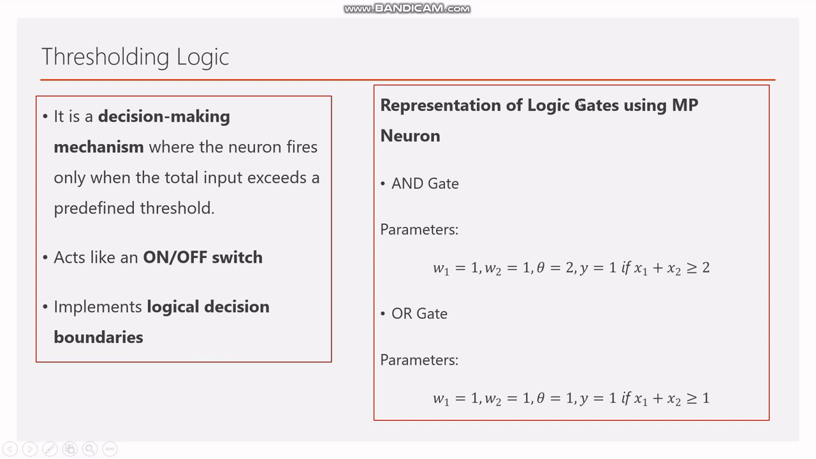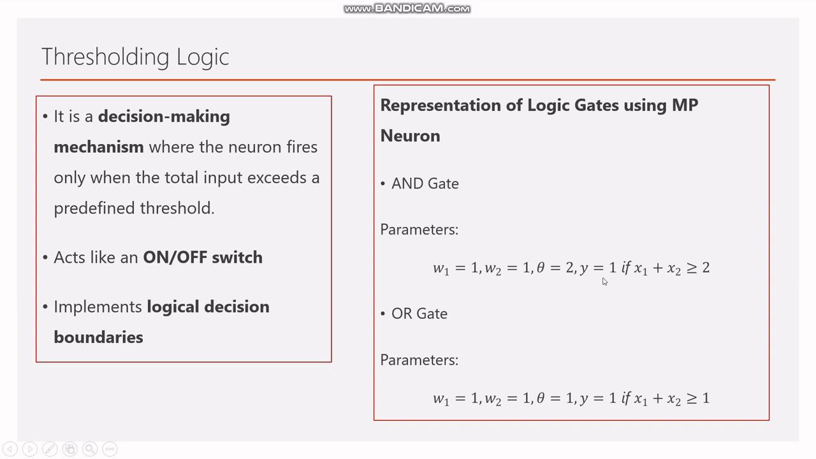So how are we going to represent logic gates using neurons? In this case, we are going to see the MP neuron, that is, the McCulloch Pitts neuron. First of all, consider the AND gate. All of you know the truth table: inputs 0 0 give 0, 0 1 gives 0, 1 0 gives 0, and 1 1 gives 1. So the parameters will be W1 is 1, W2 is 1, and theta will be 2.